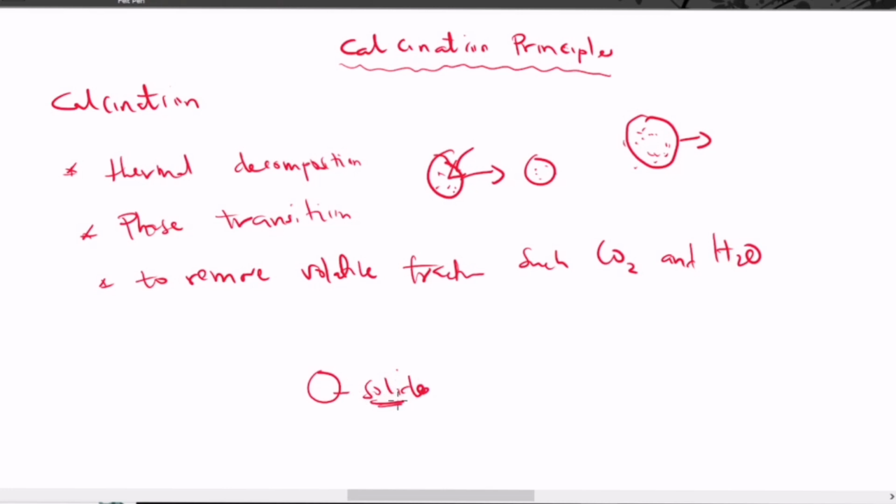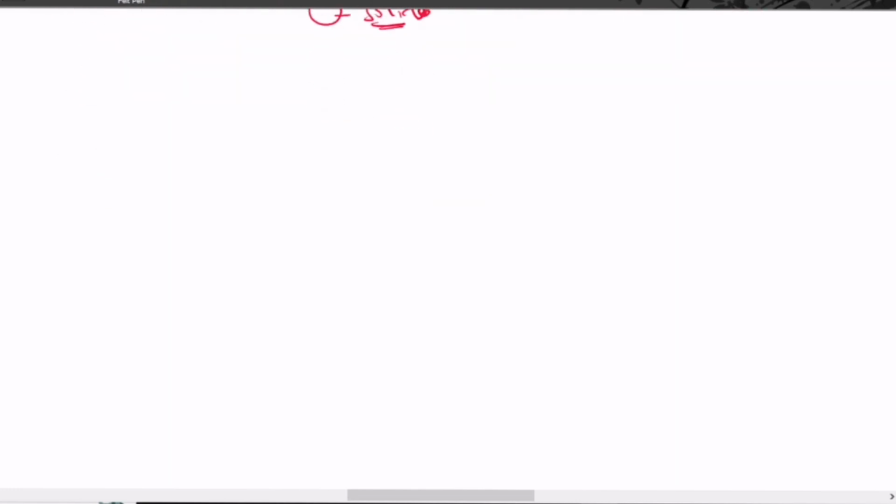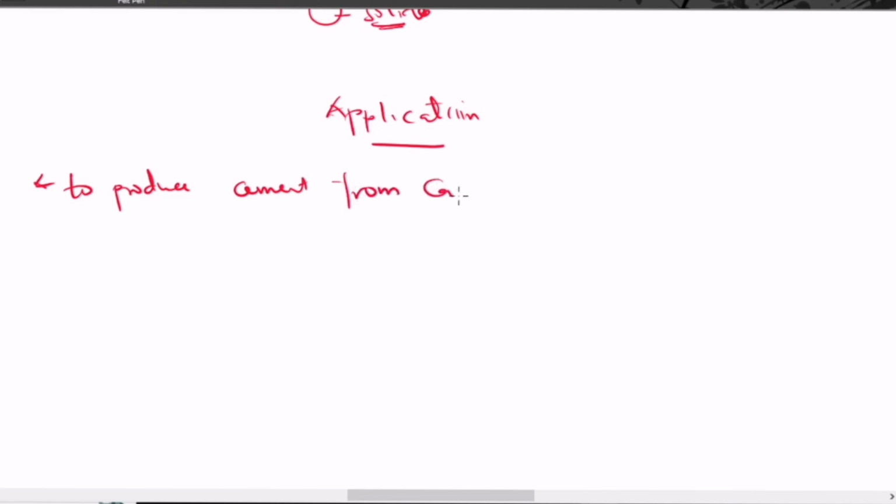Now let's look at some applications of calcination. One application is to produce cement from calcium carbonate. Calcination is used to produce cement from calcium carbonate, and also to cause decomposition of hydrate minerals, as in calcination of bauxite to produce refractory grade alumina.